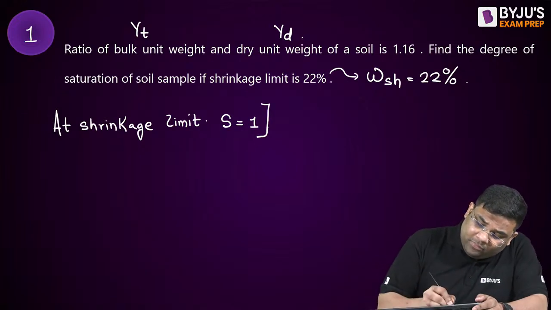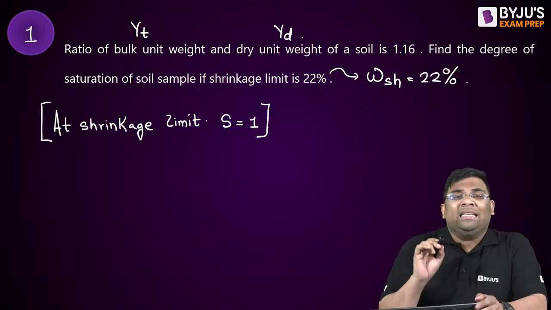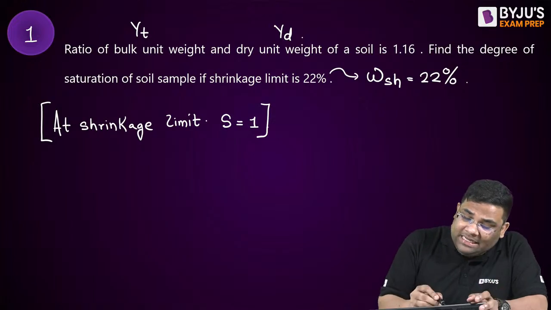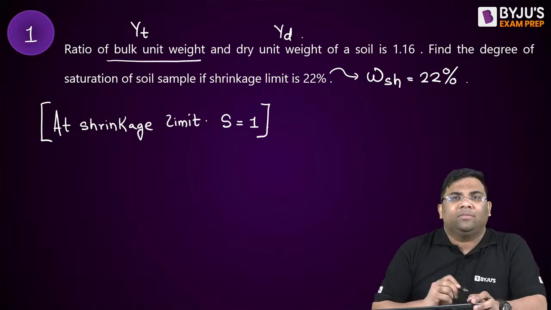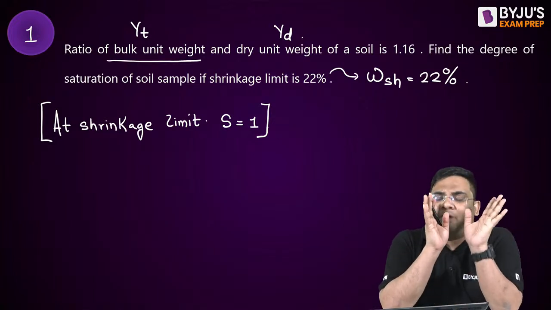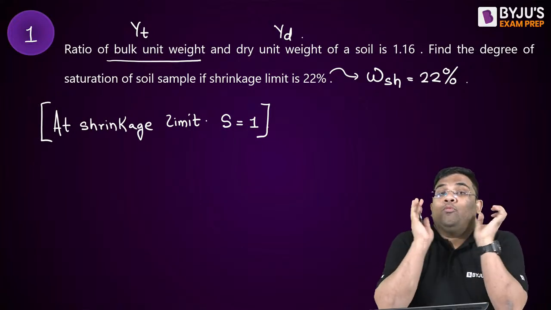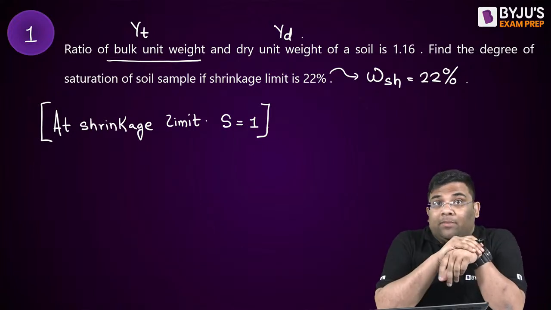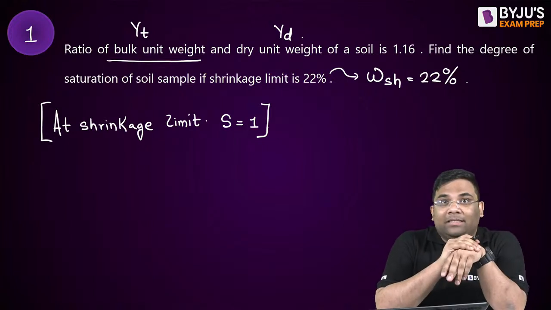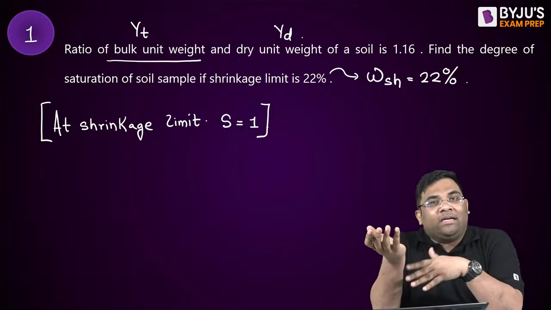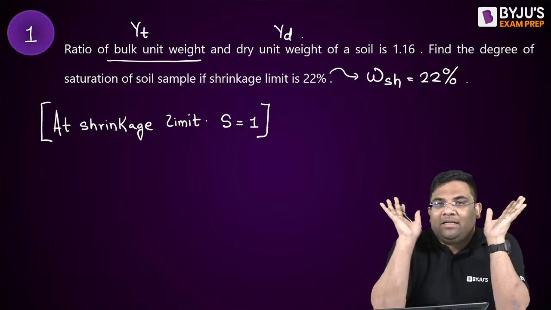Now the soil is not in the saturated state. It is at some bulk state, which means it is between dry and fully saturated. But what will not change? The void ratio will not change. In the bulk, saturated or dry state, the void ratio will remain the same.